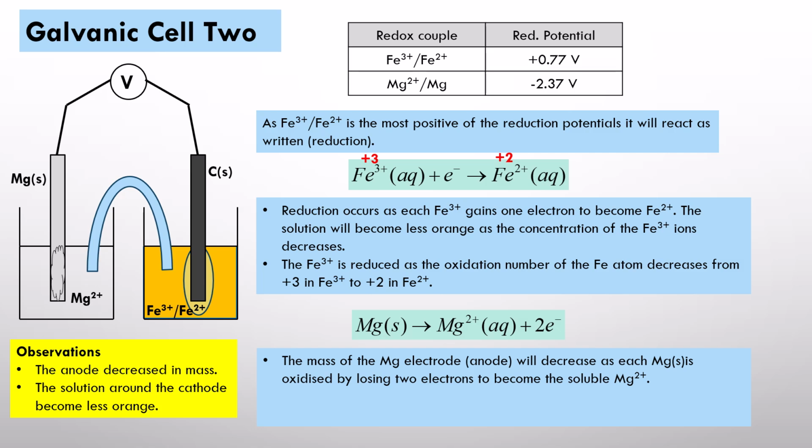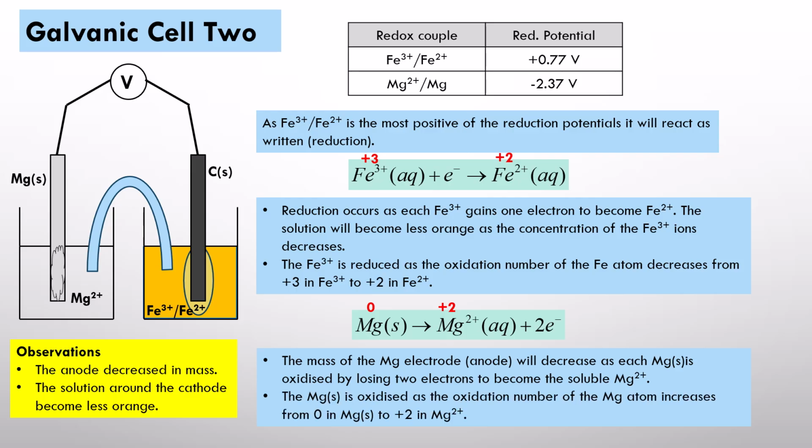This is why the mass decreases, right? So the mass decreases because the metal dissolves into the solution. That's why I've put the word soluble here. Let's explain oxidation using oxidation numbers. Magnesium has an oxidation number of 0 because it is an element, has no charge, and it's by itself. And magnesium ion is a monatomic ion, so it's +2. So we have an increase in the oxidation number, so we have oxidation, but we're going to write this detailed. The magnesium solid is oxidized as the oxidation number of the magnesium atom increases from 0 in magnesium to +2 in magnesium ion.